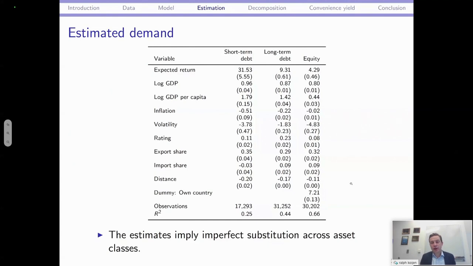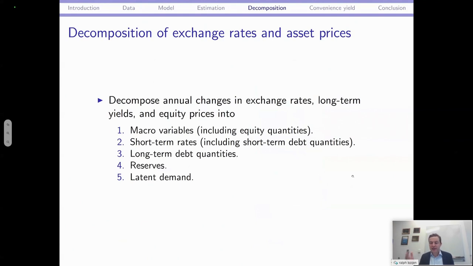And what we're going to do now is to use the demand system to try to understand fluctuations in prices and how important different types of variables are to explain exchange rates, long-term bond prices, and equity prices. And so what we're going to do is take 1 year and go from 1 year to the next, and we're going to move the variables one step at a time. So let's say we first move the macro variables, including equity quantities, from 2015 to 2016. Then we solve for all the new prices in equilibrium, and that's step one.